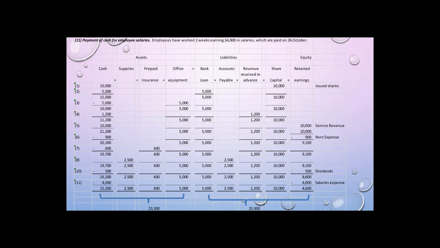Now get the total. We have cash 15,200, supplies 2,500, prepaid insurance 600, office equipment 5,000. So the total is 23,300. Liabilities and equity, we have bank loan 5,000, accounts payable 2,500, revenue received in advance 1,200, share capital 10,000, and then retained earnings 4,600. And the total is 23,300. So this is how you prepare the transaction worksheet. And always remember, both sides should be equal.